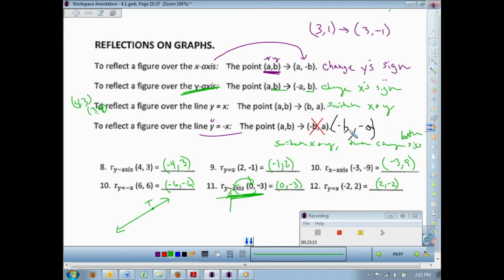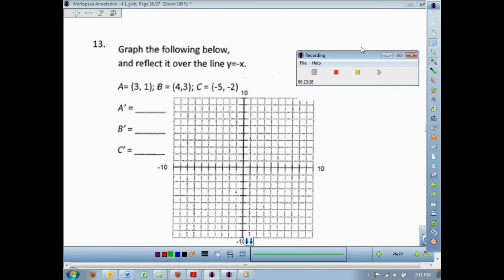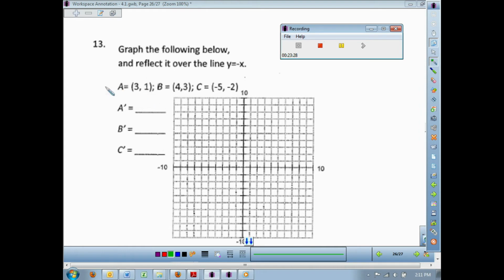The problem is, on the test, those rules aren't going to be in front of you. So we got to memorize them. Let's do this now. They want us to actually graph this triangle first and reflect it over this line.